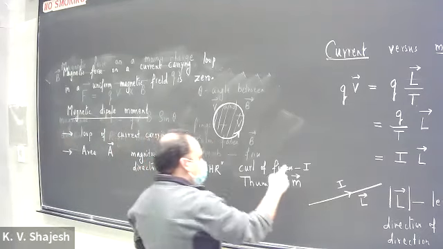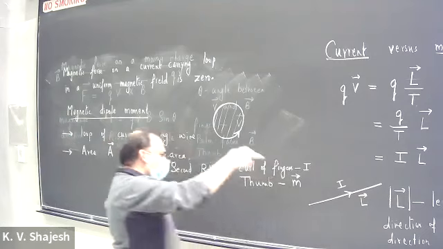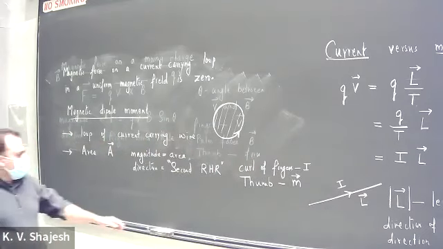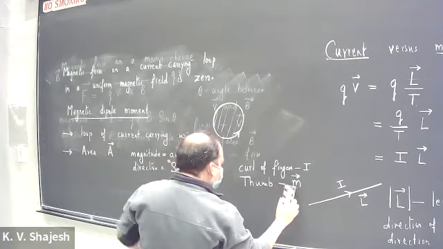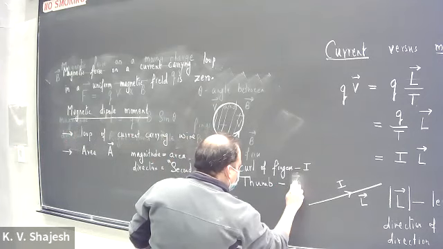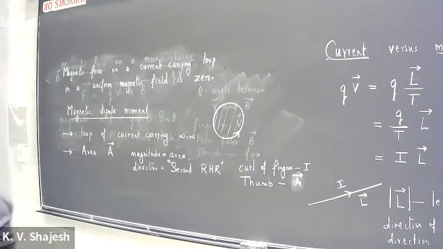And here it is I, so you can also say this is area, right? The curl of the fingers is in the direction of current. Actually, here we are talking about area, right? So I was talking about direction of area, sorry. So this is the direction of A. So that's A.